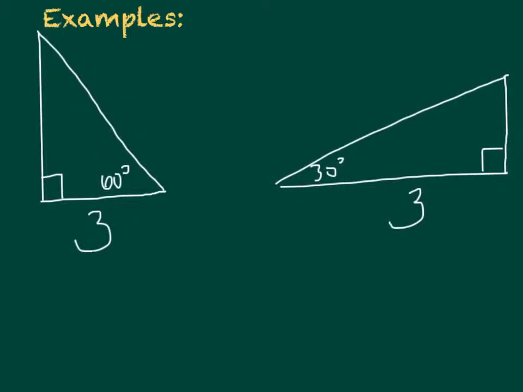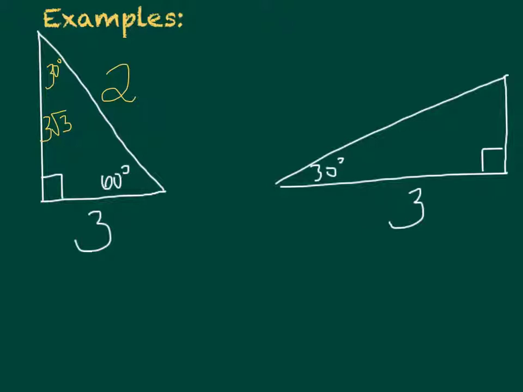Let's look at the one on the right first. Now, I know that the acute angles are complementary, and so that angle is going to be 30. And so the short leg being 3 means that the long leg is 3 radical 3, and the hypotenuse is 6. Okay?